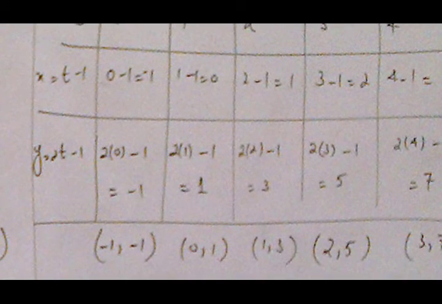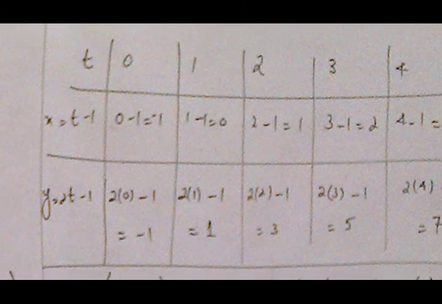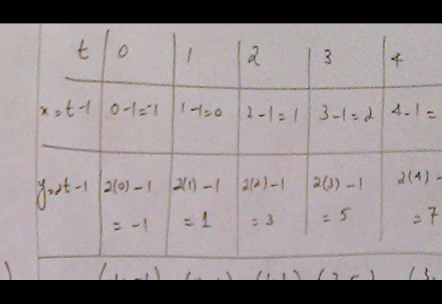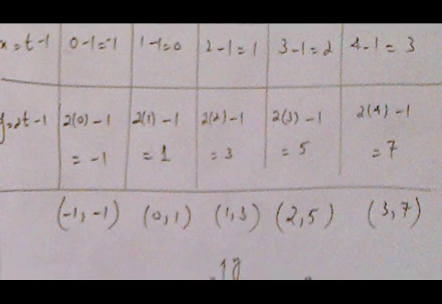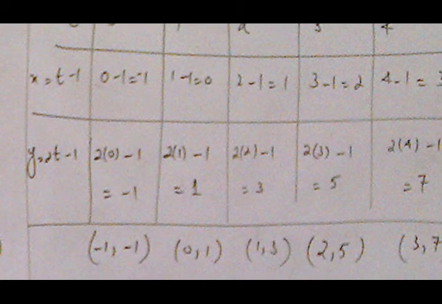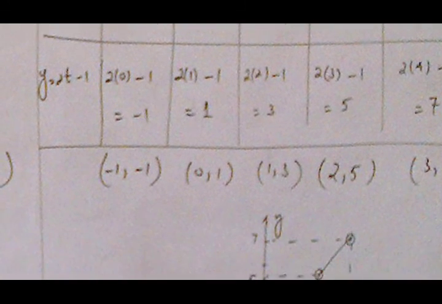And next we put these values in y is equal to 2t minus 1. At 0 it becomes minus 1, at 1 it is 1, and same for other values, and their ordered pairs in the form of x and y. At x equal to minus 1, y is minus 1. At x equal to 0, y is 1.